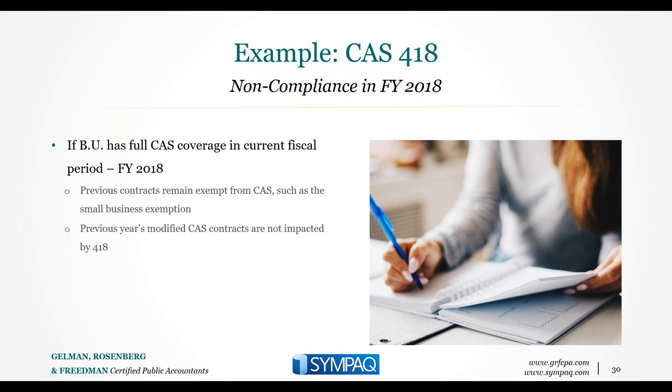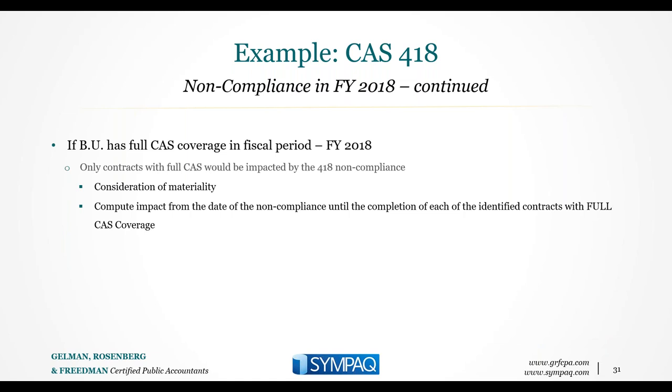Sorry, I think I went one too fast. If the business unit has full CAS coverage in fiscal year FY18, only the contracts that are full CAS covered would be impacted, and that's the point we want to make. On materiality, if it's not material, DCA will back off and just put you on notice. Otherwise, compute the impact from the date of the noncompliance until the completion of each identified contract with full CAS coverage, even into the future. Remember we talked about net awards, and it goes as far as those contracts have unexercised options.